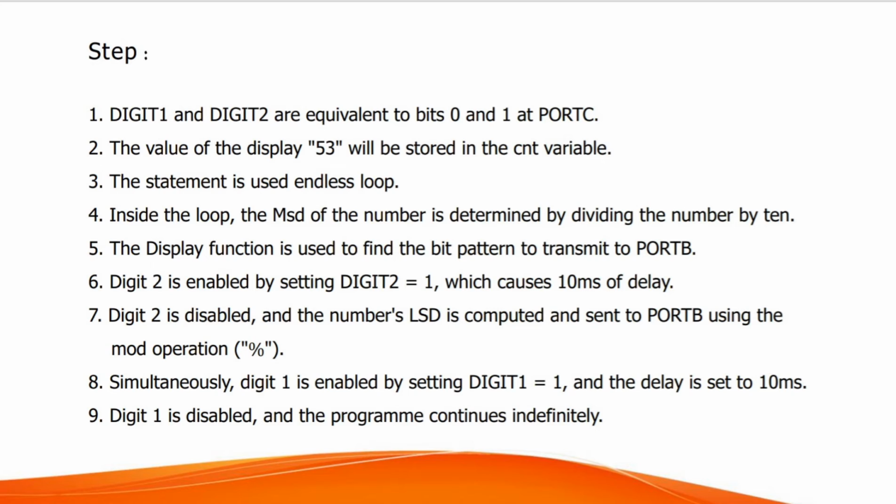Step 7, digit 2 is still disabled and the number's LSD is computed and sent to port B using the mod operation %. Step 8, simultaneously, digit 1 is enabled by setting digit 1 as 1 and the delay is set to 10 ms. Finally, in step 9, digit 1 is disabled and the program continues indefinitely.